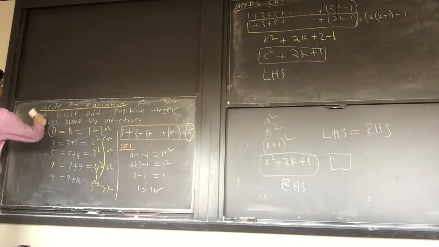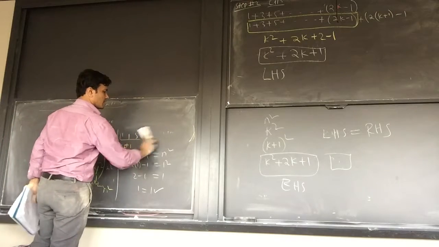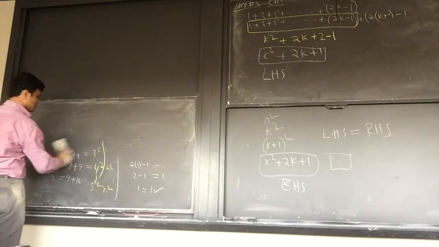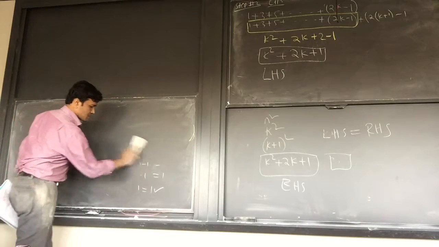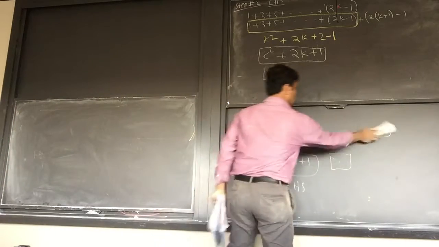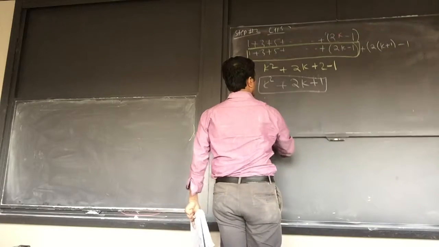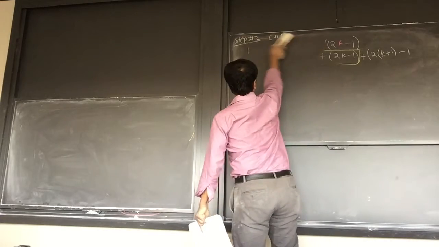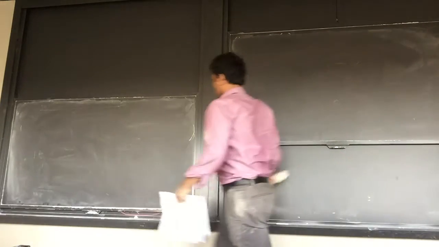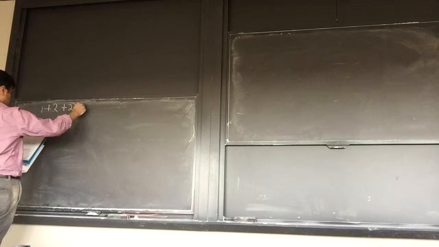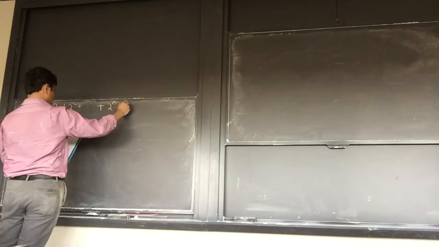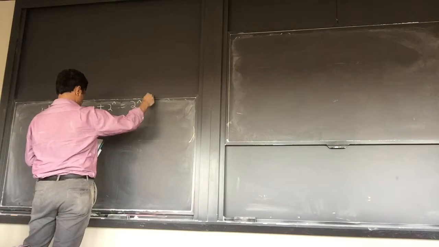Another problem. So we're gonna do lots of induction problems to make sure that you get the hang of it. Okay, so the next one is: use induction to prove 1 plus 2 plus 2 squared plus up to 2 to the n equals 2 to the n plus 1 minus 1.